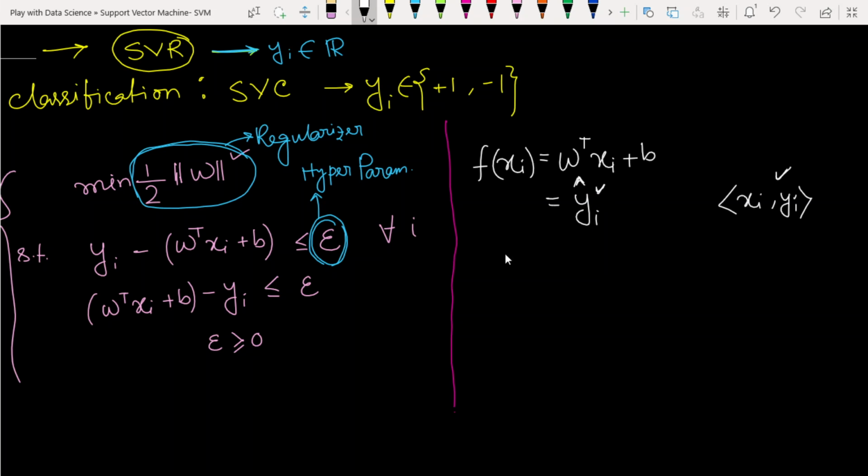Now, what will the error be? The error will be yi minus yi hat. This thing is actually the error. So just see this equation now. Instead of this one, I am writing yi hat. This thing and this thing are both the same. I am using this one and as well this thing.